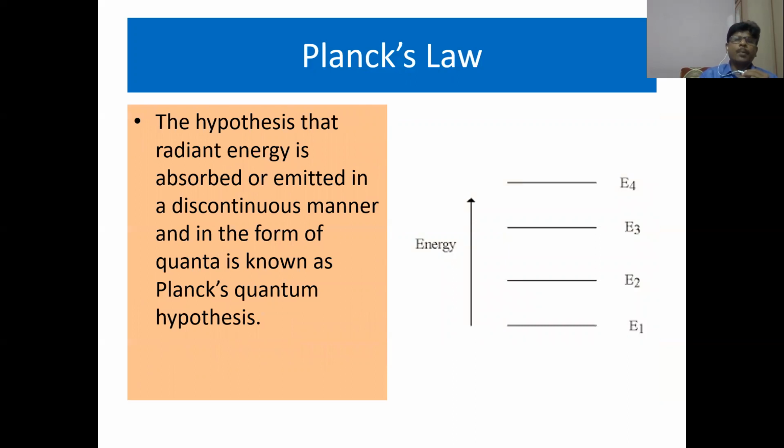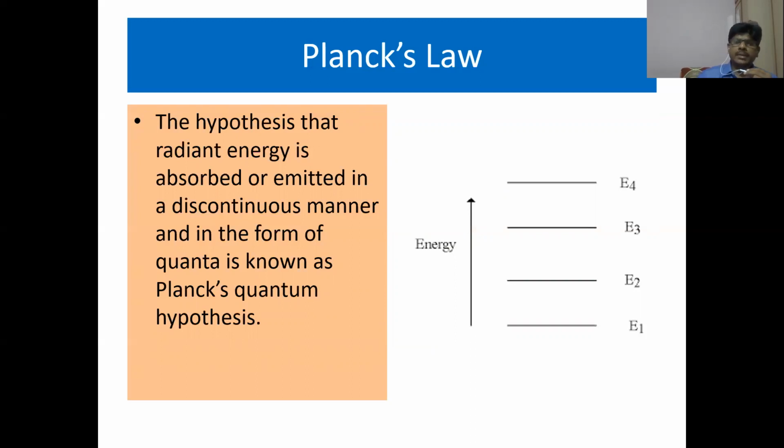Now, what does Planck's hypothesis state? The hypothesis that radiant energy is absorbed or emitted in a discontinuous manner and in the form of quanta is known as Planck's quantum hypothesis. So this part you got to clearly understand. On the slide, you can see E1, E2, E3, E4, the various discrete values of energies. There is no energy level present between E1 and E2 or between E2 and E3.